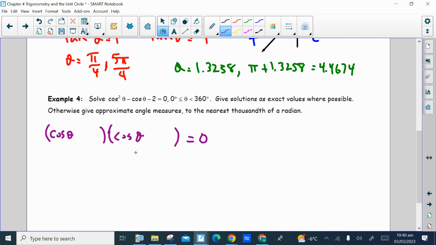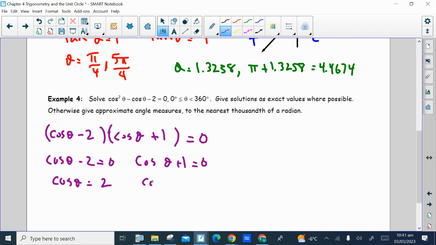So the front terms multiply to get cos squared theta. The last terms multiply to get -2. And when I multiply out the outer and inner terms, I have to get a -1 cos theta, which means I need a -2 and a +1. So our solutions will come when each factor equals 0. So you let them both equal 0, and then you solve for cos theta.